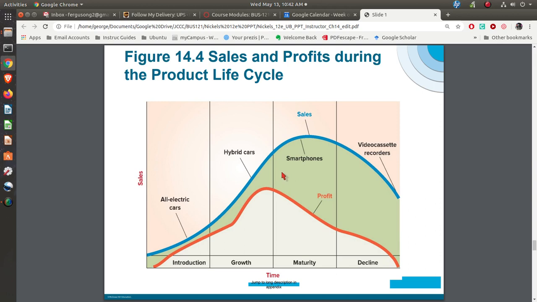This is why companies need to keep innovating and coming up with newer, improved products, so that when your product is hitting this maturity phase, you're bringing out a new product or changes in your product so that you can take that to kind of the next level.